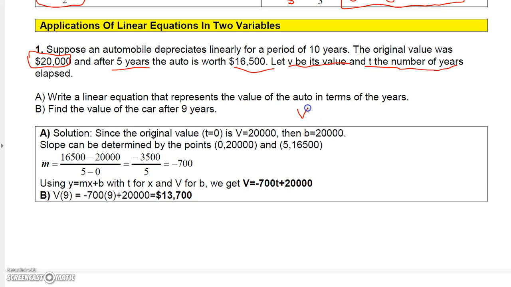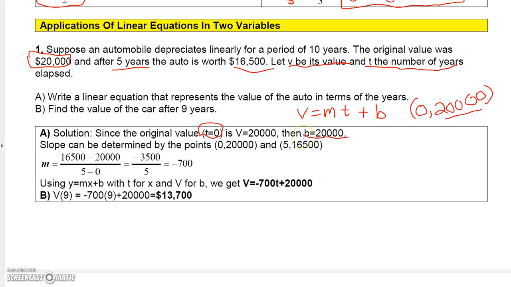Now, that linear equation is going to look like this: v equals mt plus b. So instead of y equals mx plus b, I'm going to write it like this. Now, we know that when time is 0, the value is $20,000. So we already know what we would normally call the y-intercept. Technically it's the v-intercept, but we already know that the point 0, $20,000 is a point on the graph. So b would actually be $20,000, or 20,000.